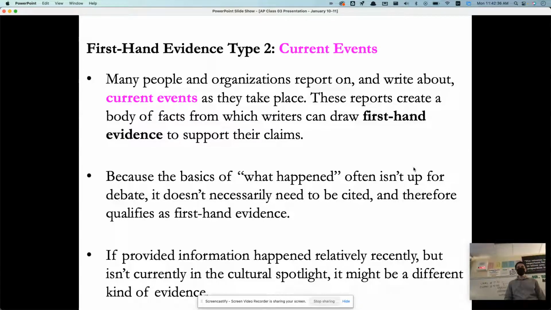Now, if the information happened relatively recently, but it's not currently in the cultural spotlight, like it's not something people are still talking about, no one's really paying attention to it, it might be a different kind of evidence. It's actually historical information. Telling the difference between those two takes a little bit of thinking. If it's out of a newspaper, likely current events, but you still have to go another step beyond that.